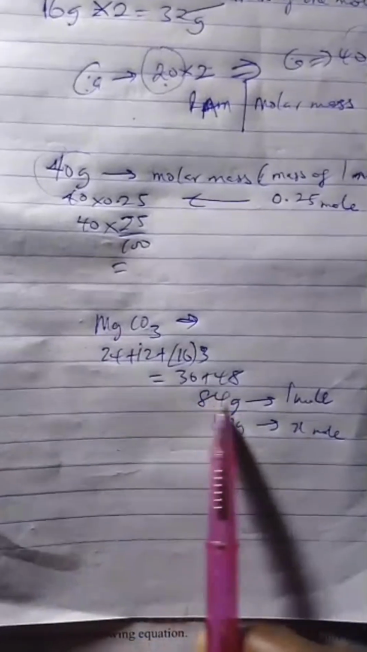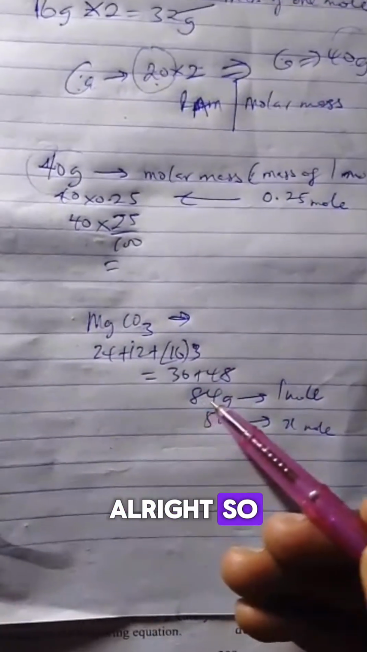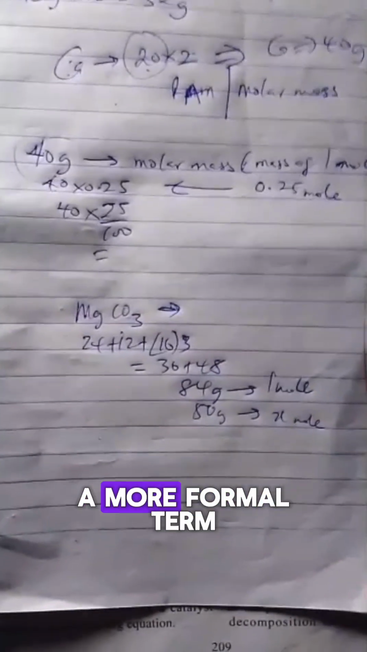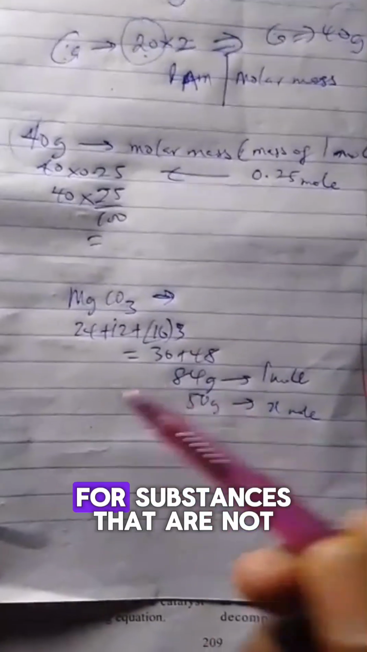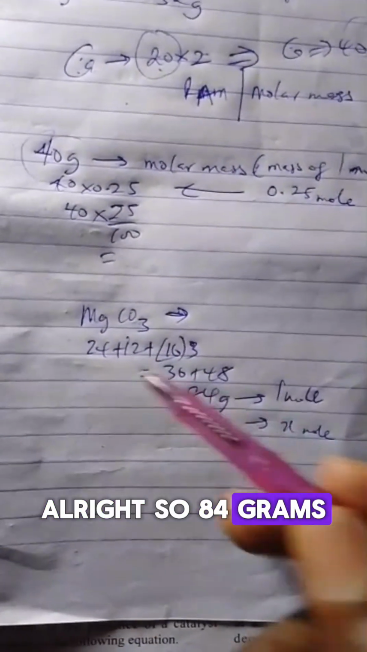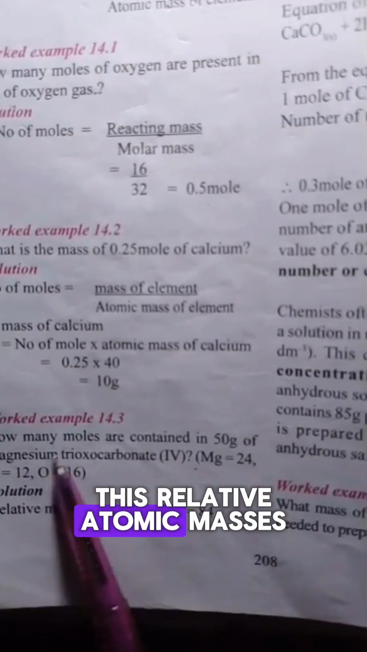The formula mass. Formula mass is just a fancy word for relative molecular mass. All right, so formula mass is 84 grams, although formula mass is a more formal term, so use formula mass for substances that are not covalent. All right, so 84 grams, we calculated it from the values given in the question. See those values given in brackets. They usually give you the relative atomic masses.